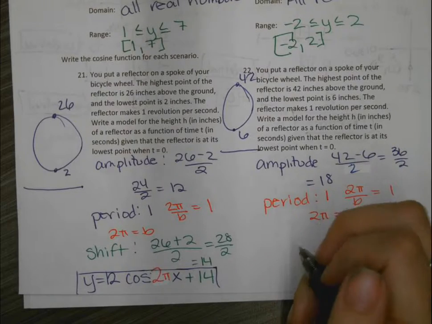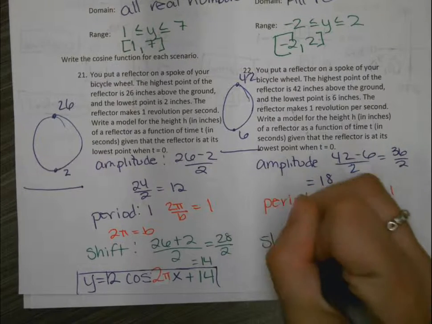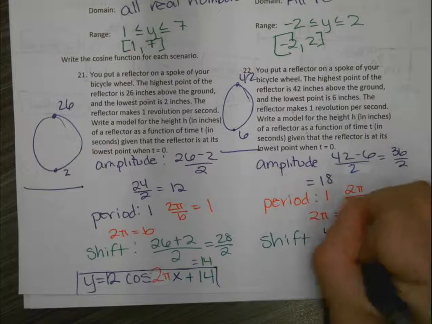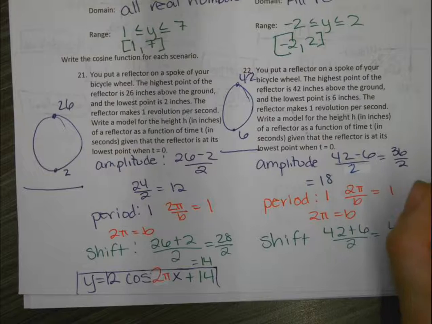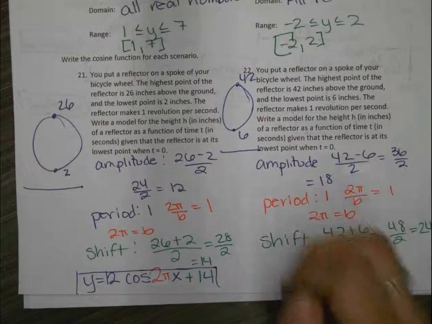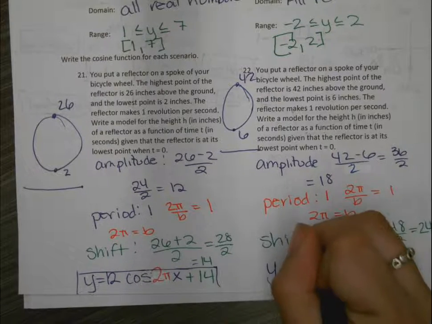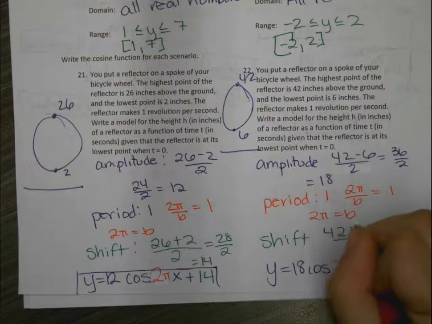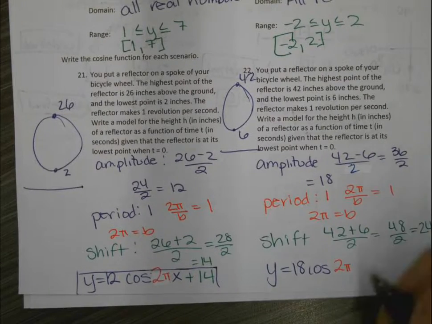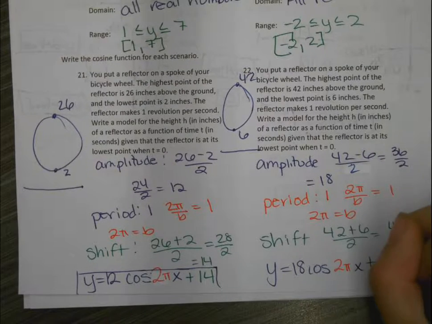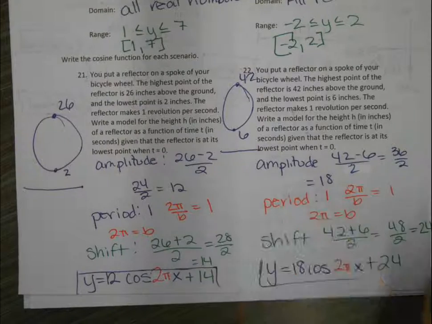Shift is similar to the amplitude. So this time I add it, so I have 42 plus 6 divided by 2, which is 48 divided by 2, and that gives me 24. Then I go plug into my cosine function. So I have y equals 18 cosine. Then 2 pi is my b, x. And then my vertical shift is 24. Let's go back to my view.